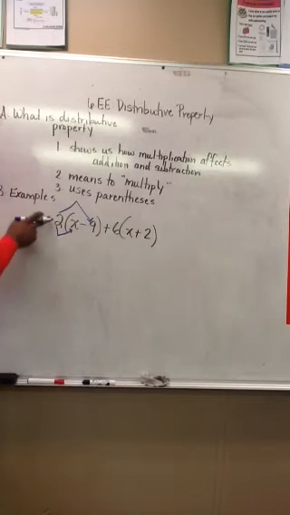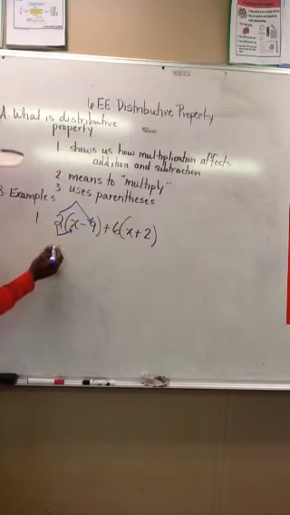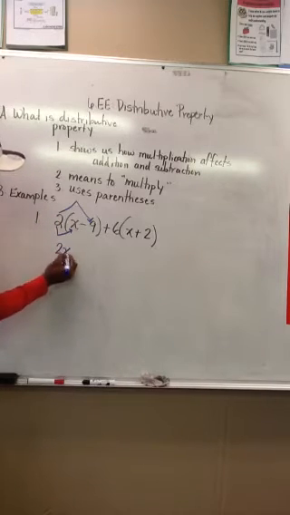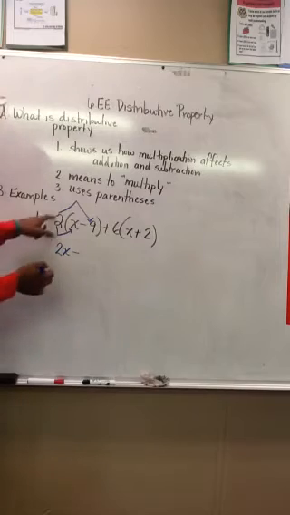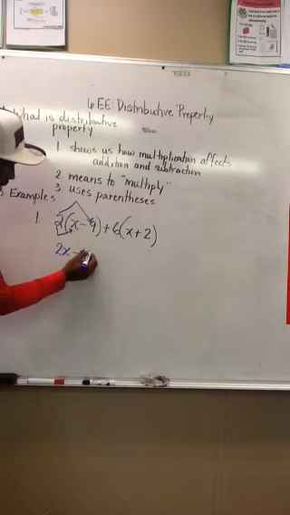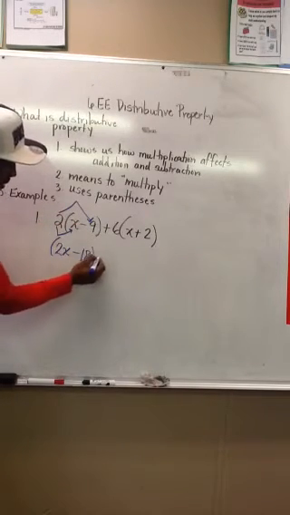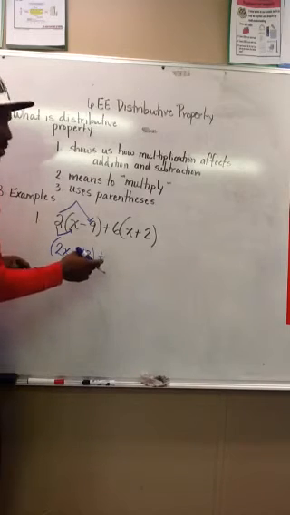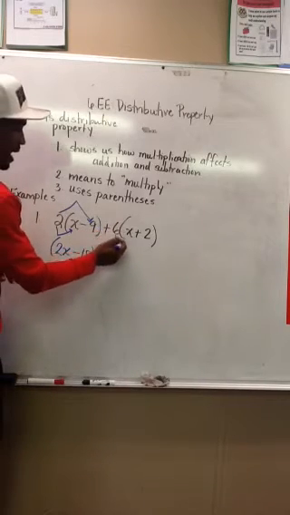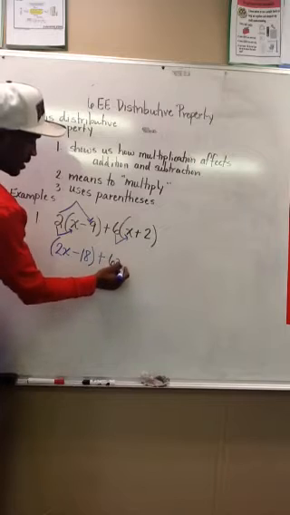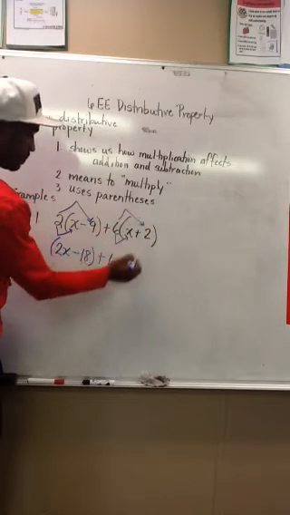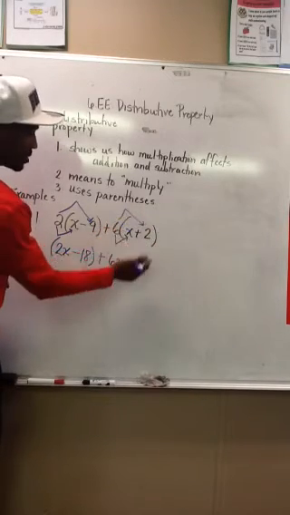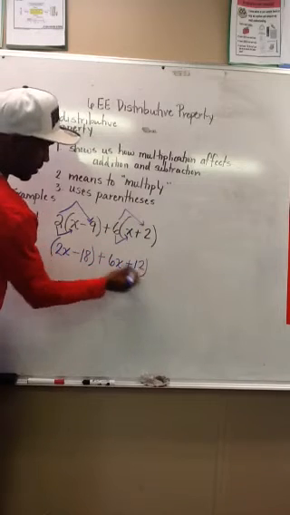Okay? 2 times x is 2x. Subtract 2 times 9 is 18. Put that in parentheses. Plus, same deal here. 6 times x is 6x. Plus 6 times 2, which is 12.